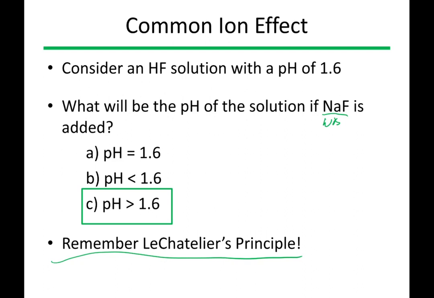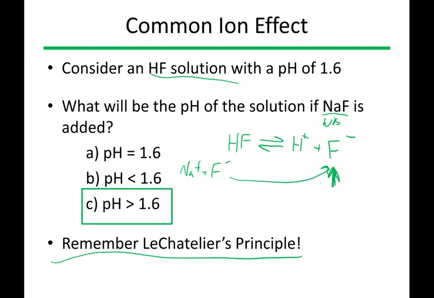If we have this HF solution, we have this equilibrium. If we add NaF to the solution, that means we're adding Na plus and F minus. So if we're adding F minus to the solution, this will increase. And to go back to the balance, we'd have to push the reaction this way. That would bring the H plus with it. And so we'd lower the overall concentration of H plus in solution and make a more basic solution.